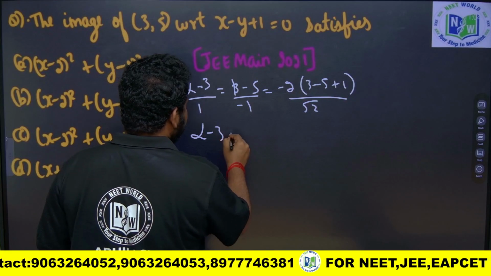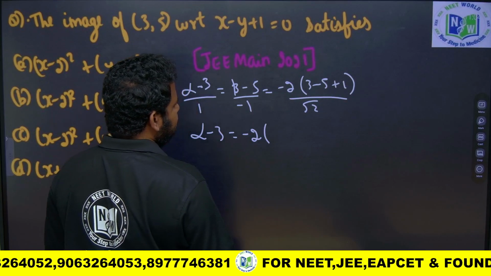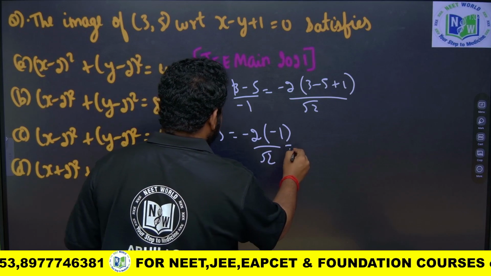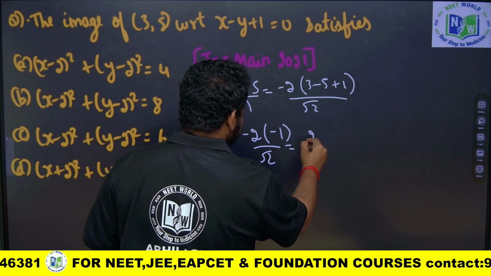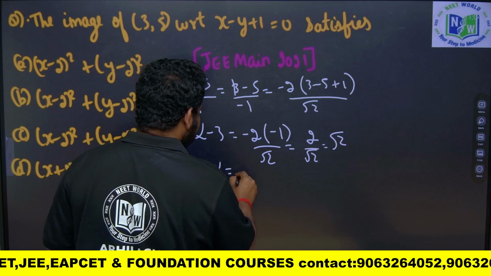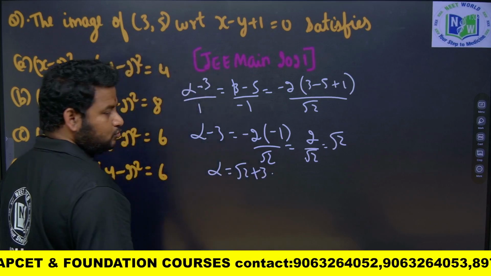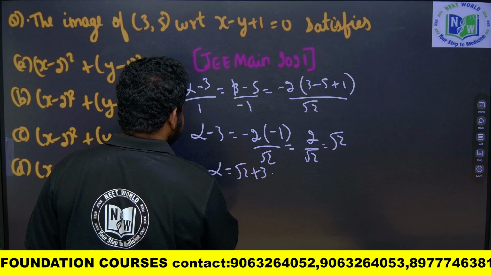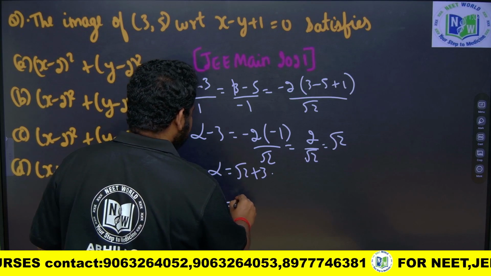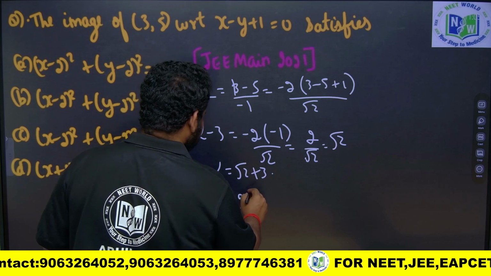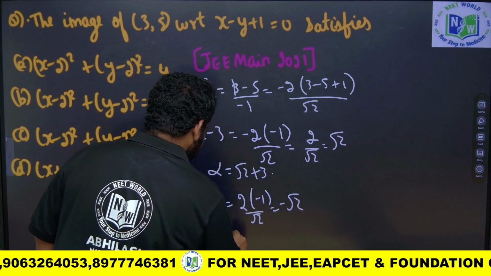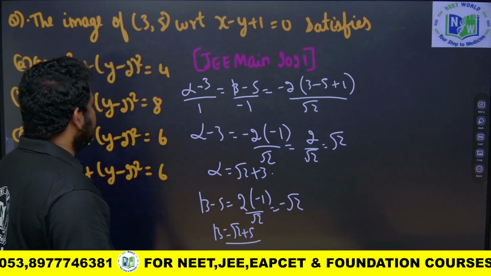Alpha minus 3 is equal to minus 2 into 3 minus 5 plus 1, that is minus 1, divided by 2, which is nothing but 2 by 2, equal to 1 itself. So alpha is equal to 1 plus 3. And also we will get beta minus 5 is equal to minus 2 into minus 1 by 2, so beta will be equal to 1 plus 5. Something like this you will get.